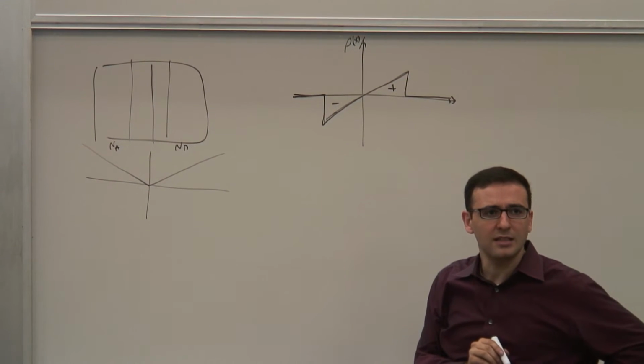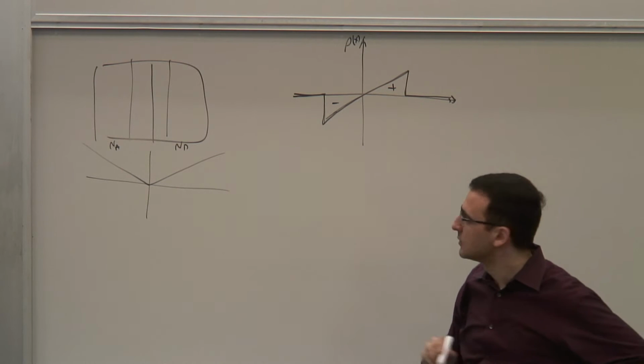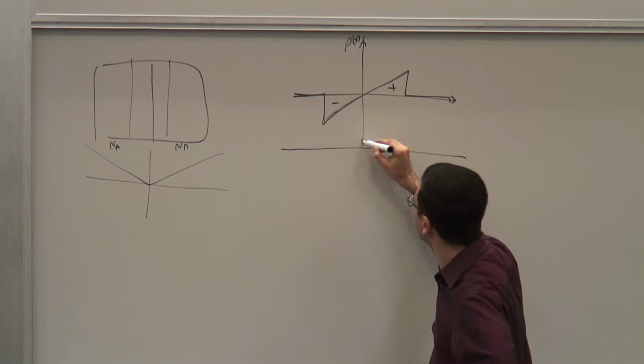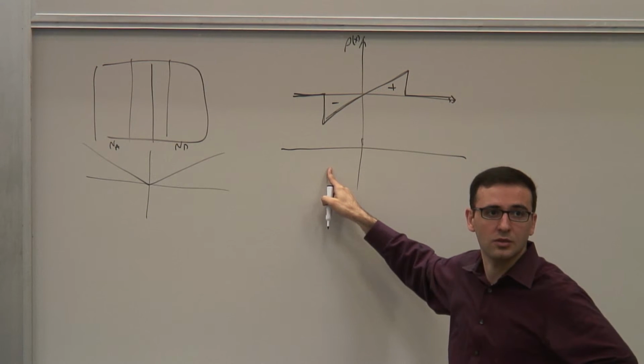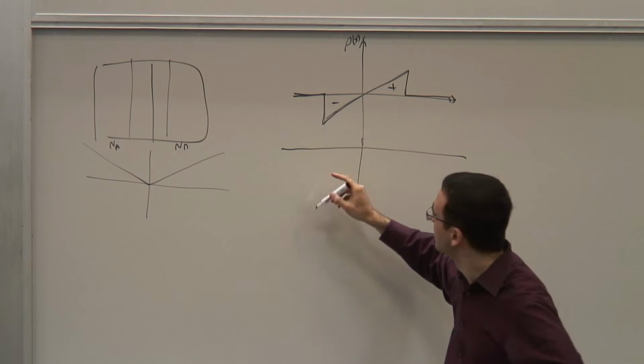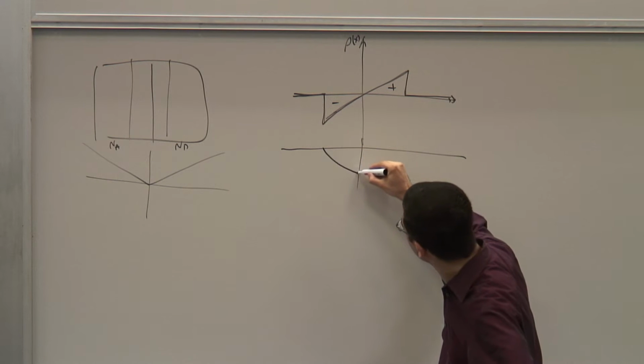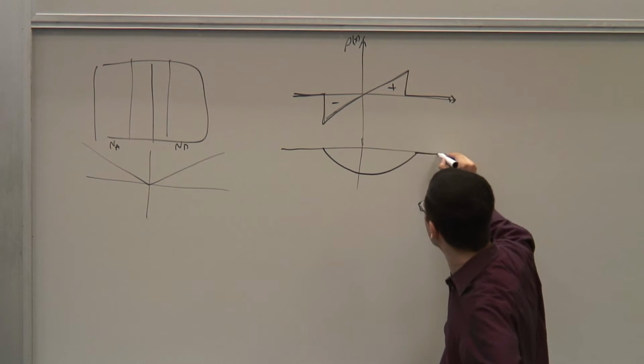Okay? How about the electric field? What would be the electric field behavior? Now, if this is linear, the electric field is the integral of the charge distribution, right? So it has to be quadratic. So this becomes quadratic electric field.